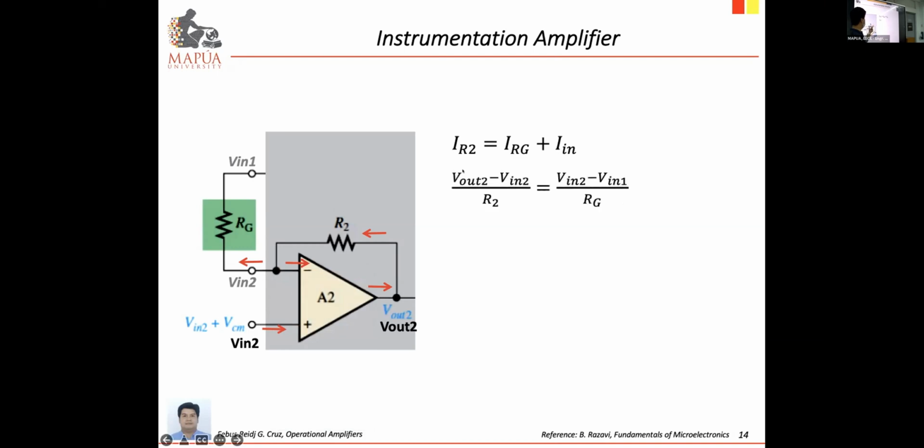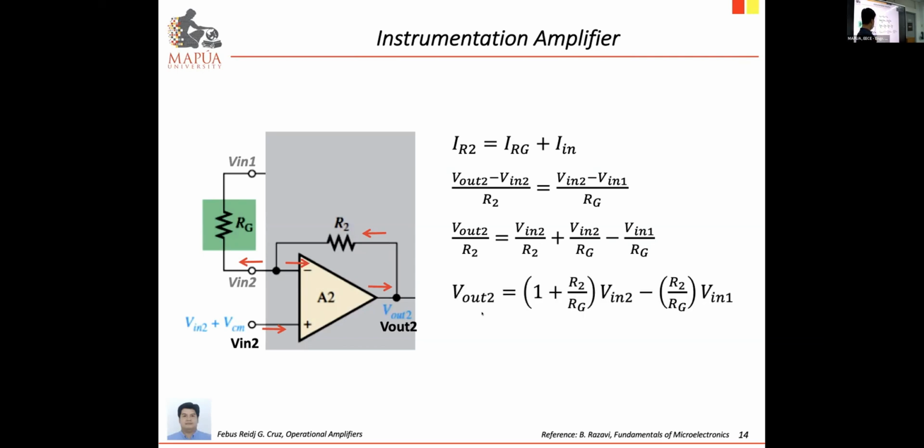You have current along R2 equal to current along RG plus IN. IN is 0. So IR2 means (V out minus V in 2) divided by R2. Then current along RG, you have (V in 2 minus V in 1) divided by RG. All right? Then again, process the equation. We'll get the expression for the output of amplifier 1.